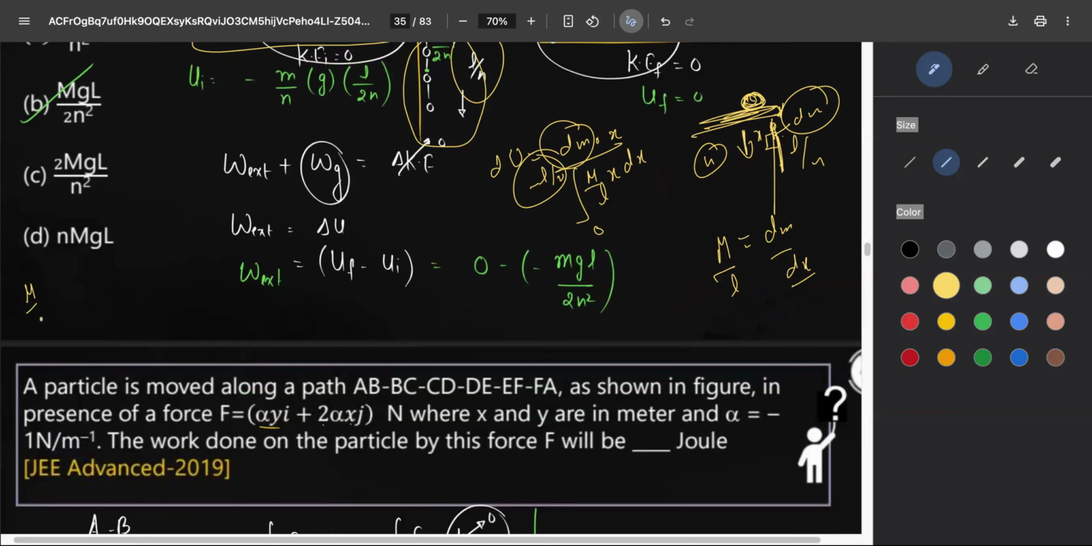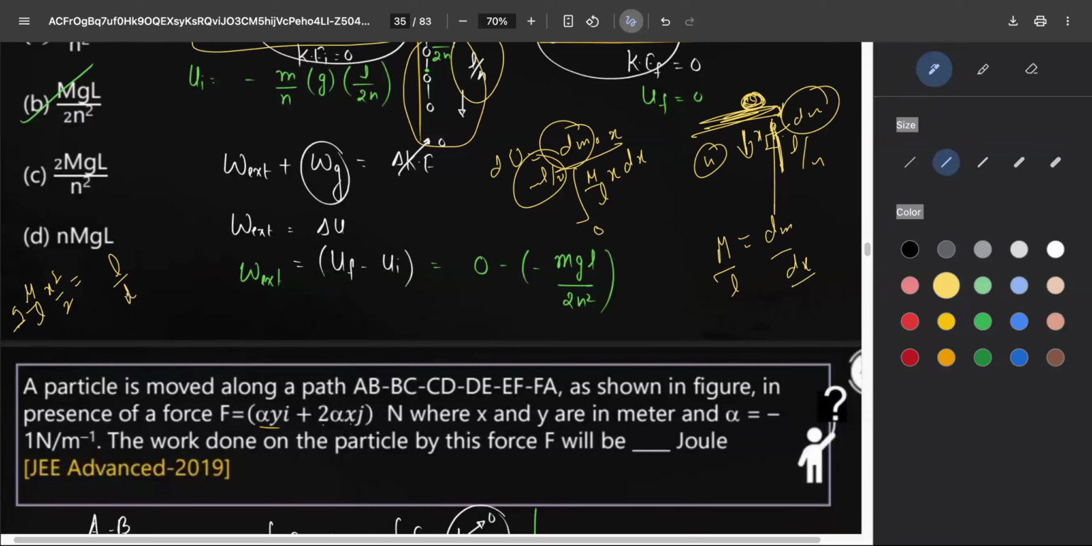M by L will stay as it is. It will become x square by 2. So this gives you the answer as, also g is also there, sorry, because we are putting the part of the energy, okay? So g is also there. We'll just keep it here. It will become m by L. This x square is what? When you keep it at zero, the answer will become negative.